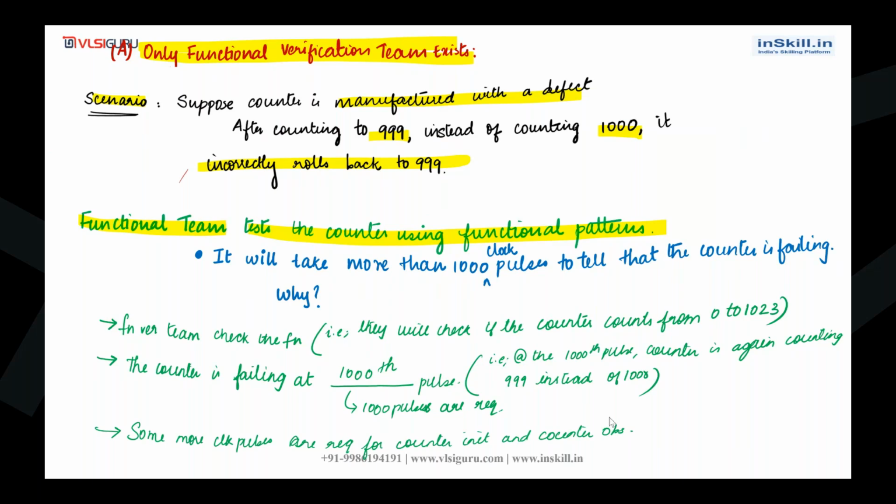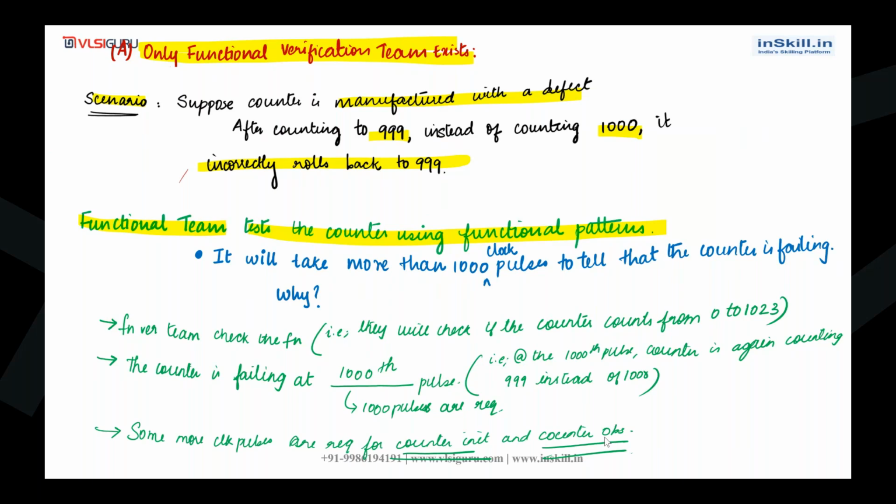Counter initialization means the counter has to be brought to the initial state, and counter observation means the output of the counter has to be taken to some register and the register has to be read. So in this particular case, if only a functional verification team exists, the functional team tests the counter using functional patterns. So it will take more than 1000 clock pulses to tell that the counter is failing.